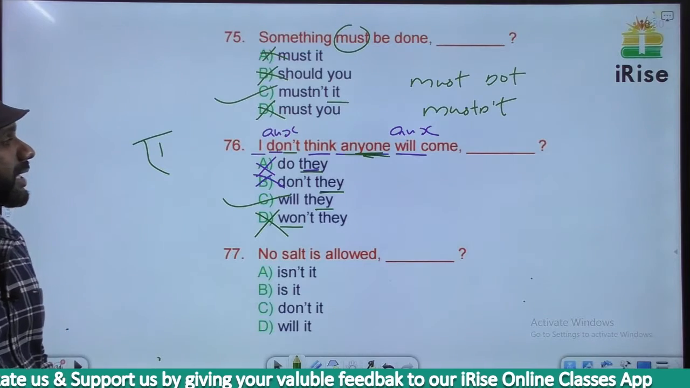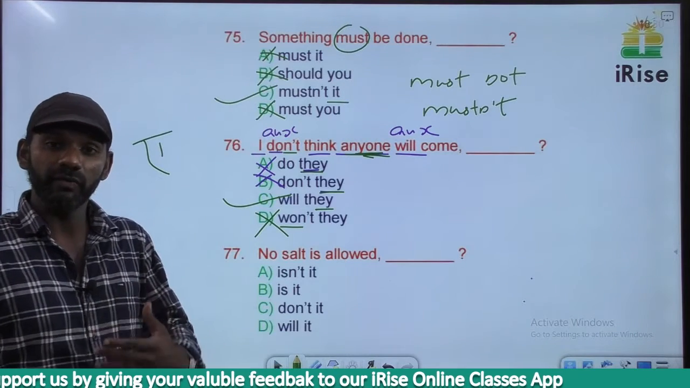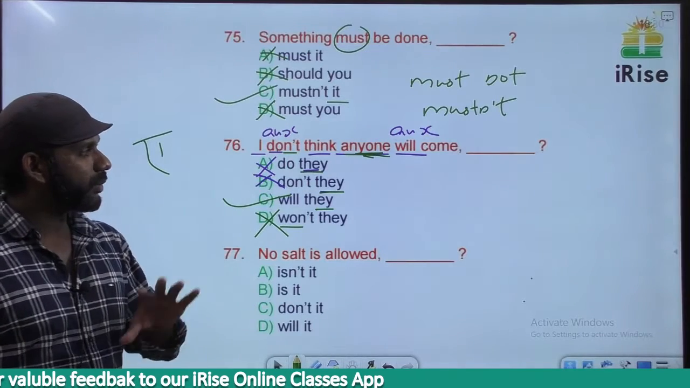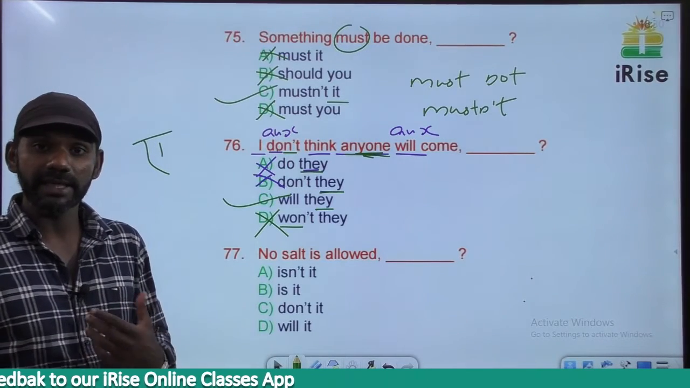I don't think anyone will come. Will they? That means will they come? That's the meaning. I repeat, I don't think anyone will come. Will they means will they come.